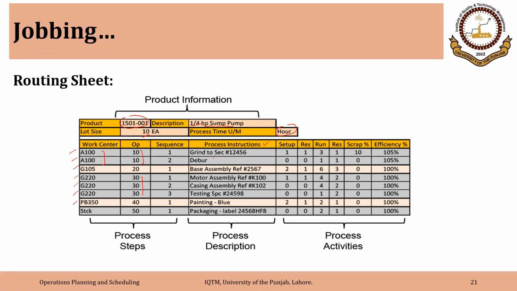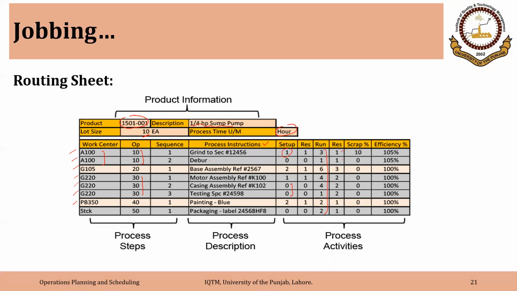So for example, at the first work center, you have to perform grinding, and then at the same work center, the deburring is to be performed. And then you could see the other process instructions as well. Then there is setup time. So you could see there is setup time for some of the operations, but there is no setup time for other operations. And very important is the run time, or the time required for the operation at that work center.